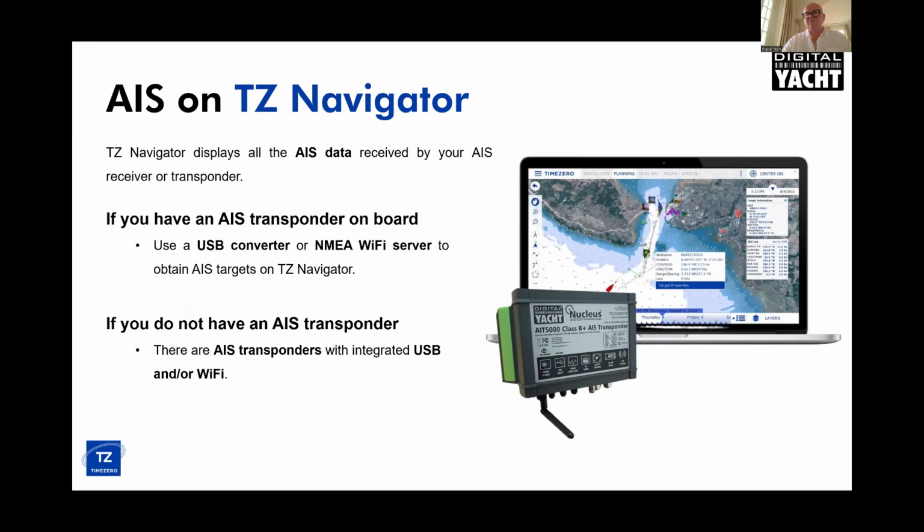The other option, of course, is that you could use a USB connection direct to a PC, but most people want to have the benefit of tablet navigation as well as PC, so you'll want the AIS capability via Wi-Fi as well. So a couple of transponders, our AIT 5000 and our AIS-TX. If you look online, you'll see they've got the Wi-Fi connectivity built in.